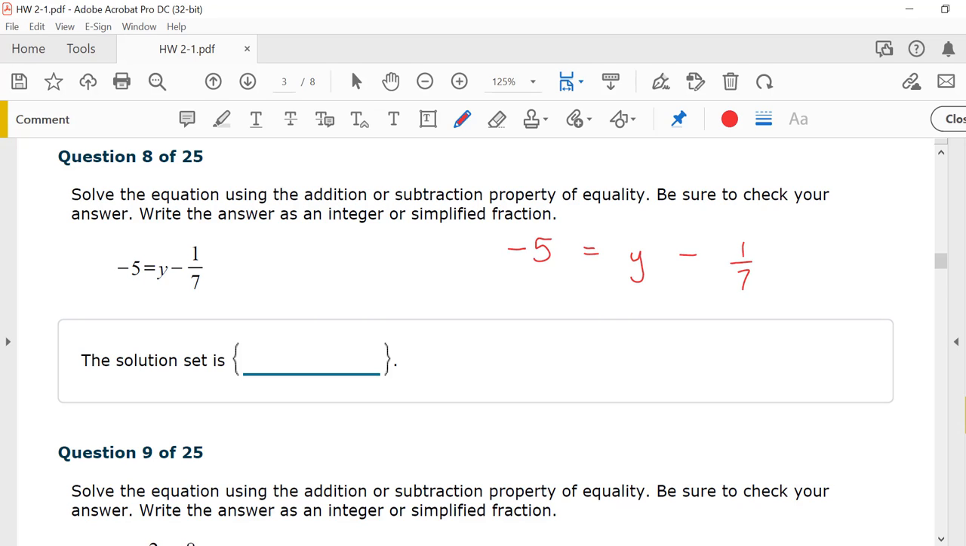Some of you are starting to get chills going up your back because you see a fraction. It's normal, but don't let it scare you. You know what to do to get the y by itself. Right now you're doing y minus this number. I need to add that number to both sides. So I need to add 1/7 to both sides.